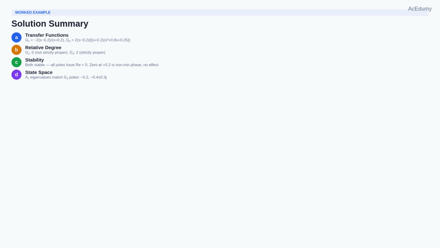Both are stable because all poles have negative real parts. The zero at 0.2 is non-minimum phase, but does not affect stability. For the state space match, only A1 has eigenvalues matching G2's poles. That completes the analysis of all 4 parts. Done.